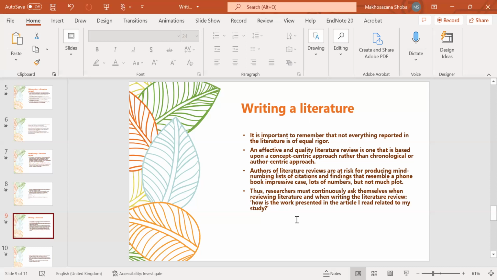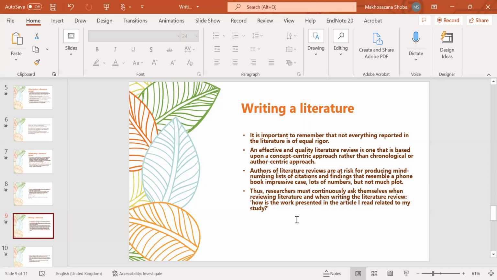You need to continuously ask yourself whether the literature that you are writing is related to your study. This is very important. The question: how is the work presented in the article I read related to my study? This is very, very important.